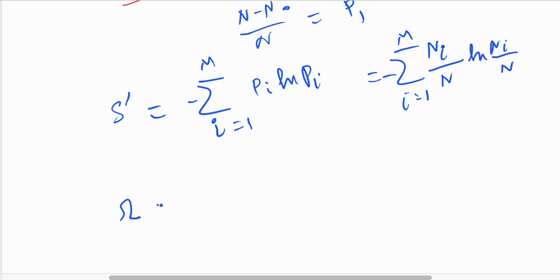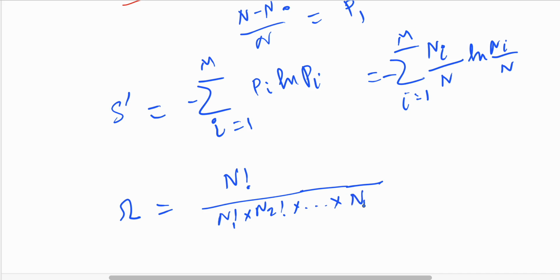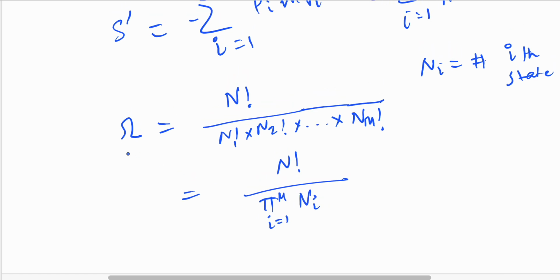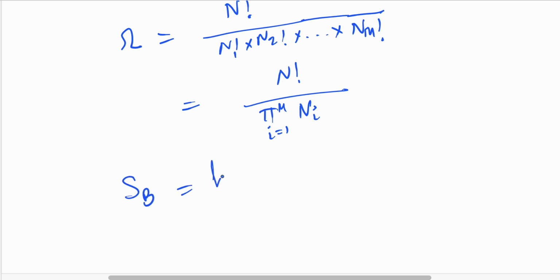So what is the microstate? The number of microstates omega is the total number of particles n factorial divided by n1 factorial into n2 factorial into dot dot dot into nm factorial. Here ni is the total number of particles in state i. So it is n factorial by the product over i equal to 1 to m of ni factorial. Now the Boltzmann entropy will be ln omega.